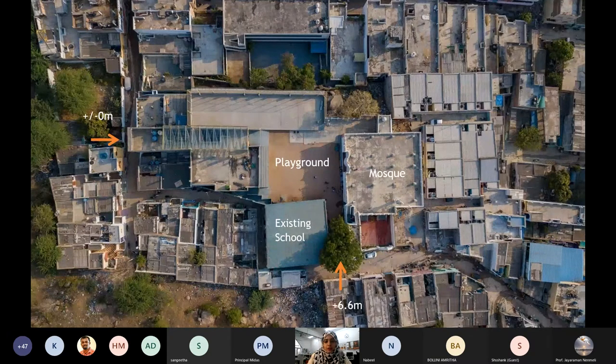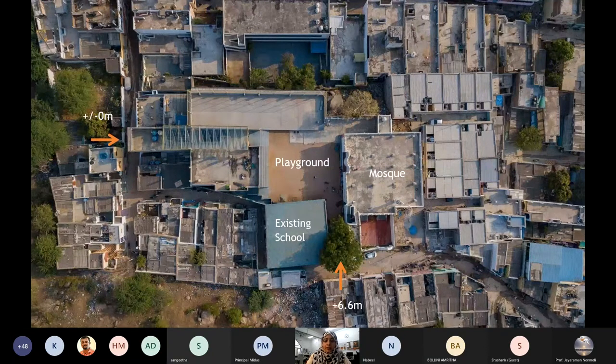So one of our principles was preserving rock. The other one was preserving the trees. And the third one was preserving the playground. So the playground is an asset to us. In most of these urban schools, you don't even have playgrounds. You have to use the roof as a playground or block out the street as a playground. And the existence of this playground was like a lung space and a very valuable asset.